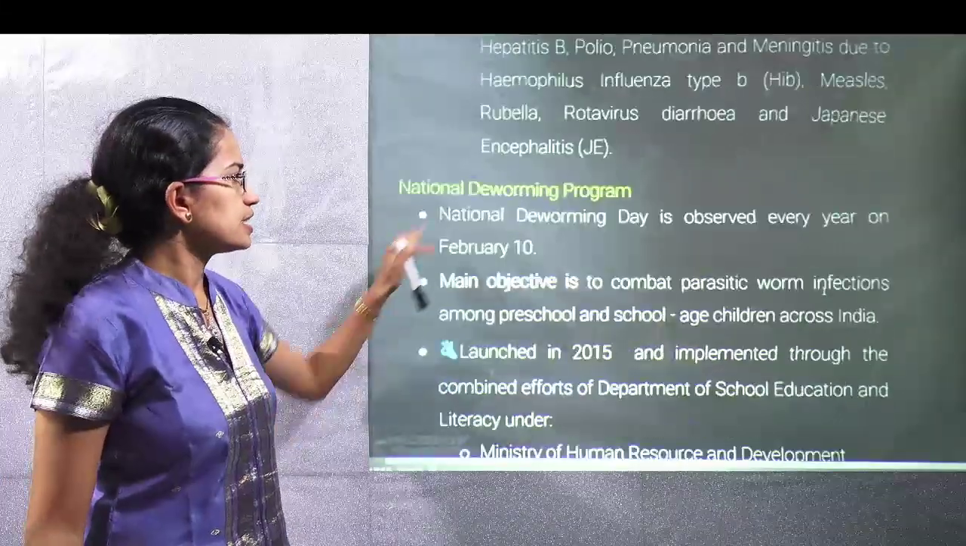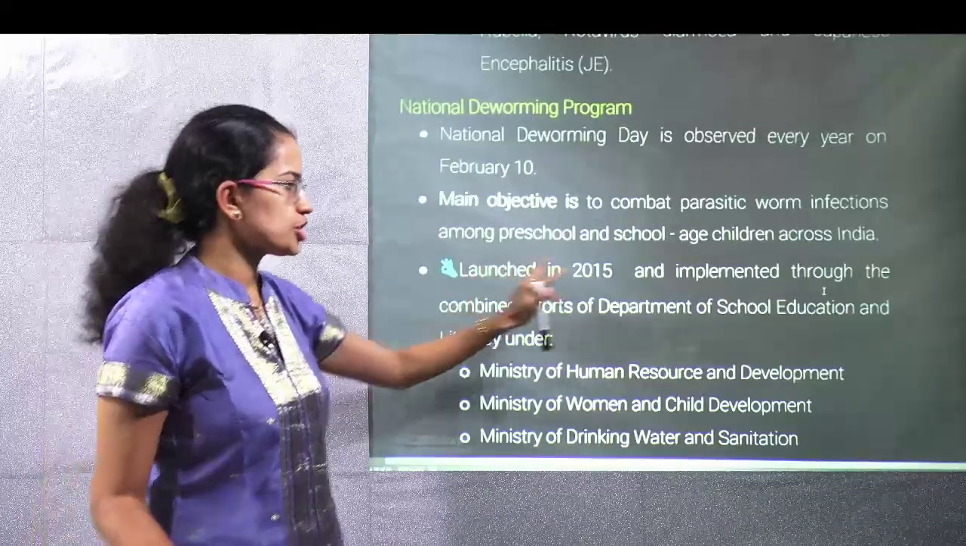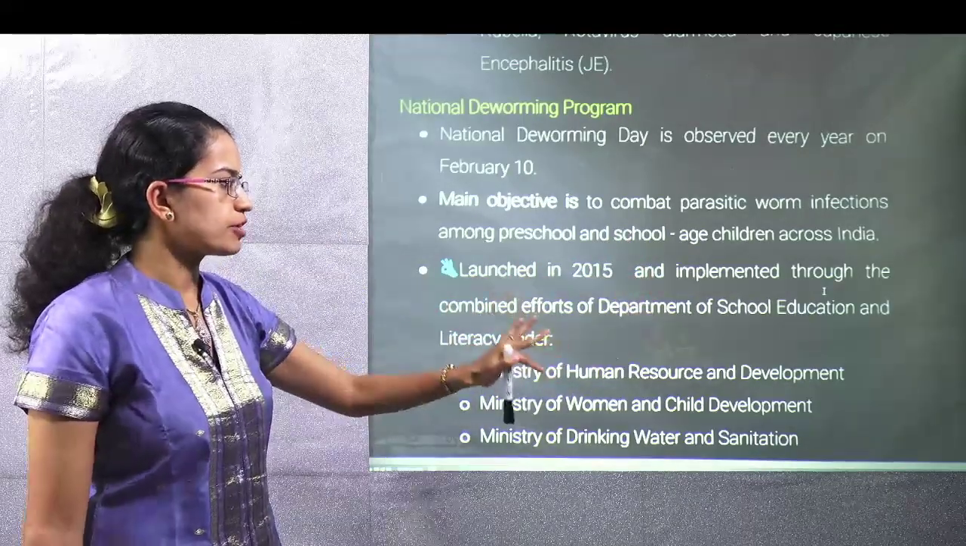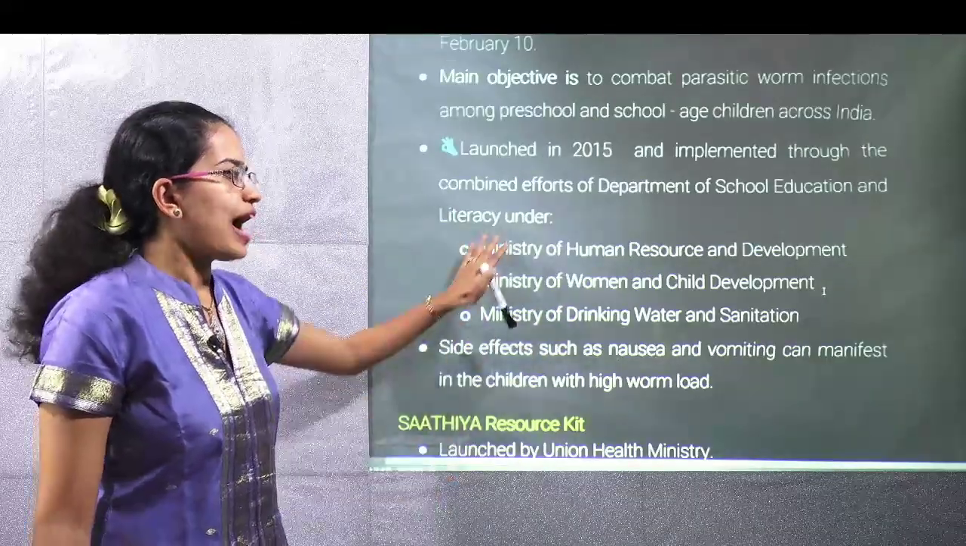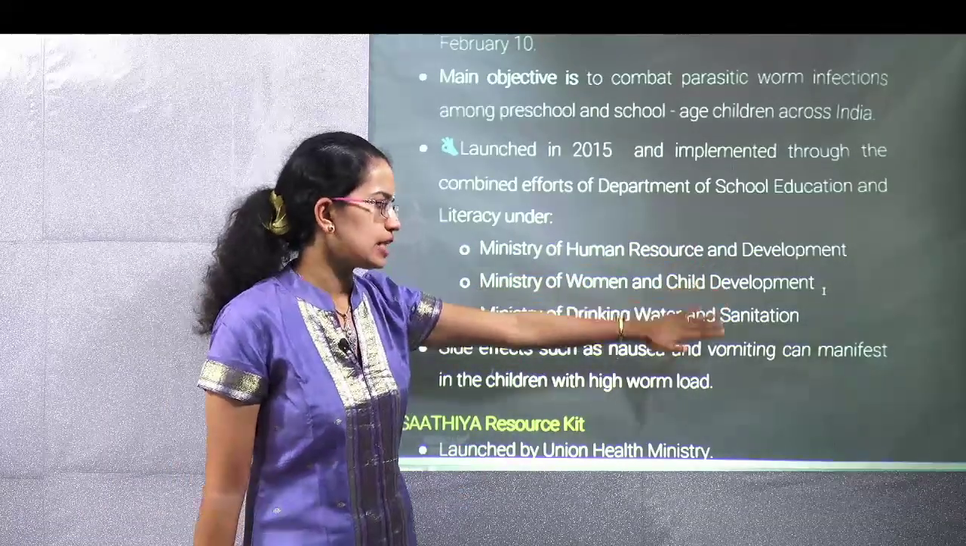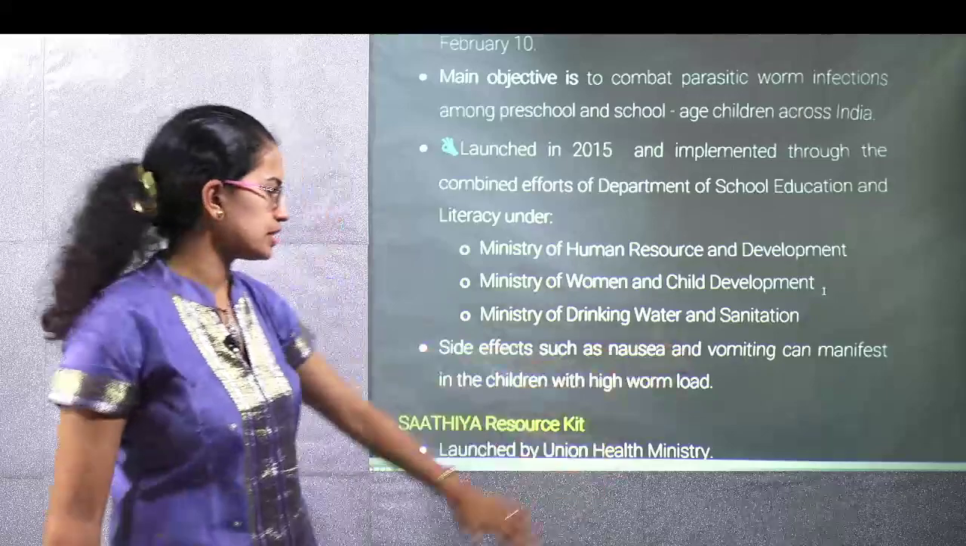The next is the Deworming Program. It was launched in 2015 through the various efforts of the Department of School Education and Literacy, and 3 ministries are working together: Ministry of HRD, Women and Child Development, and Drinking Water and Sanitation.